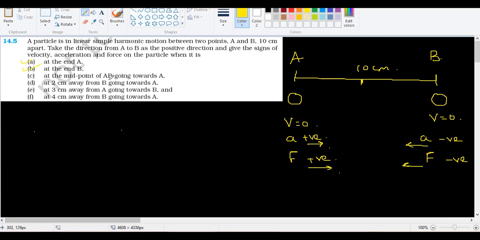At the midpoint of AB going towards A, the particle is moving this way. It can be coming here and then coming back, so it will be in the same position but going the other way. Here they are specifically saying the ball is going towards A. In this case, velocity will be maximum. What about the velocity direction? It's this way. We said A to B is positive, so this should be negative.